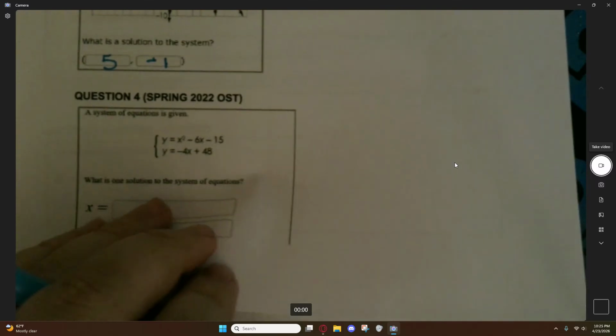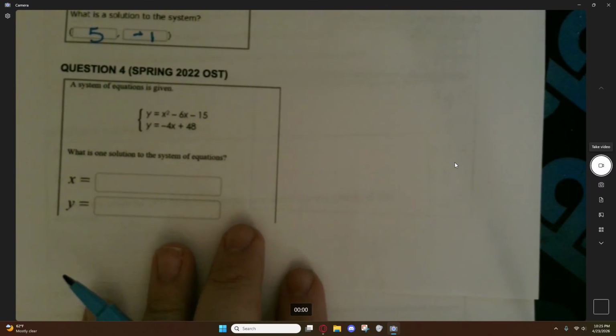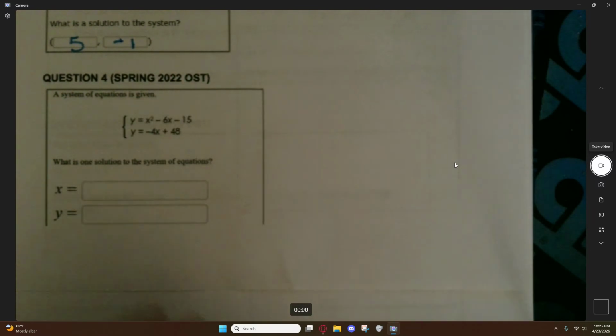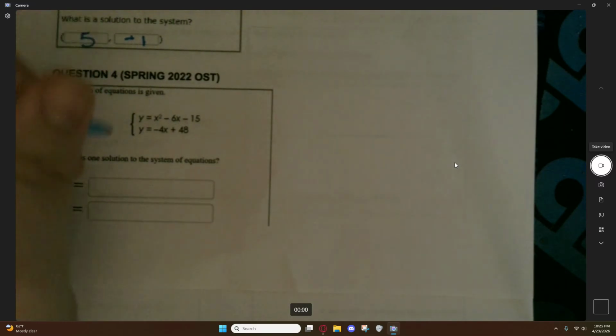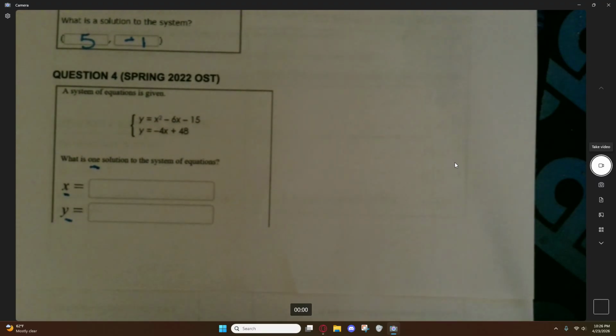Okay. Question 4. Spring 2022 OST. A system of equations is given. What is one solution to the system of equations? Now, this is why reading the questions is important, because we've seen questions where they ask for both solutions and give you 2 boxes. We've seen questions where they ask you for one solution and give you 1 box. This is where they give you 1 solution but give you 2 boxes. They're giving you a separate box for x and y.